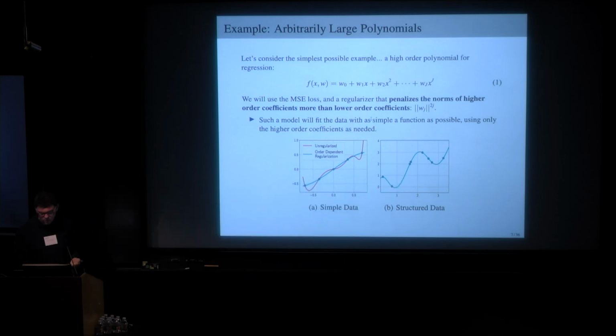So here we have that order dependent regularization in blue. We have an unregularized high order polynomial in brown. This is a 150th order polynomial. Here we have 5 data points.